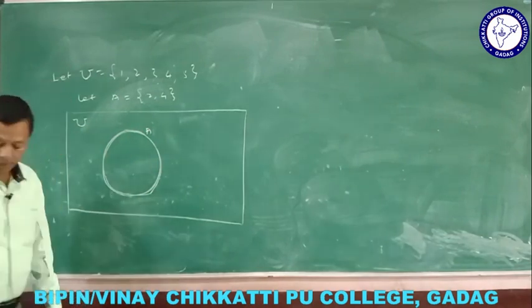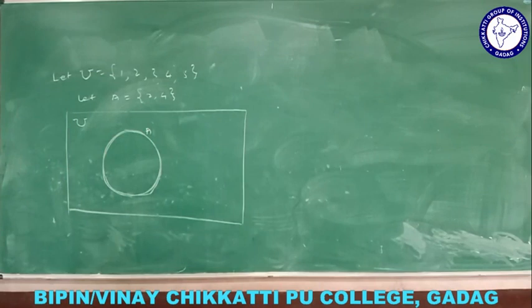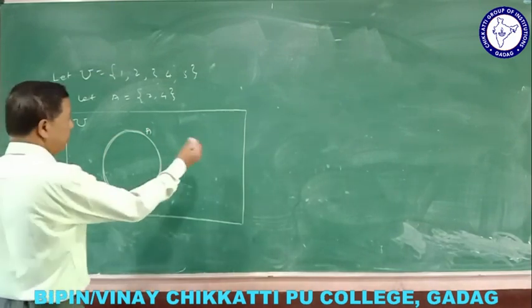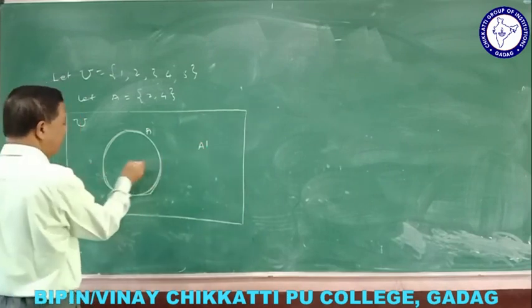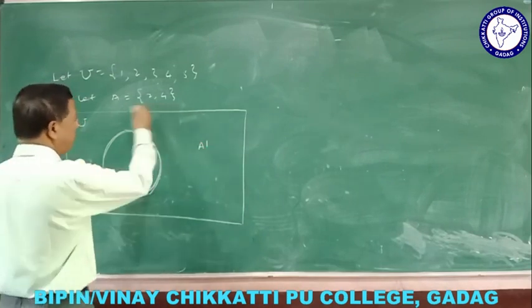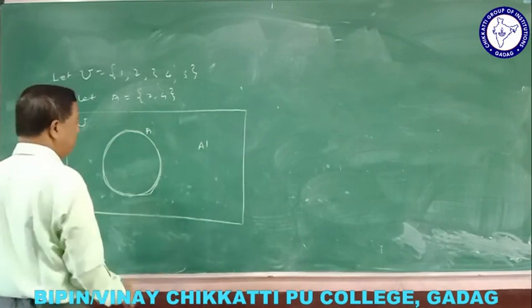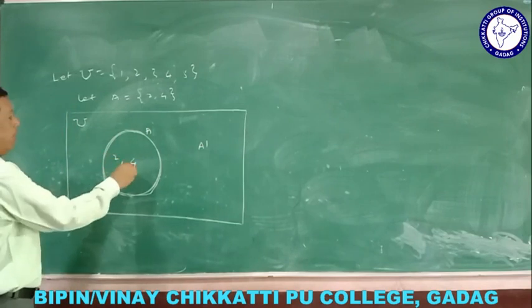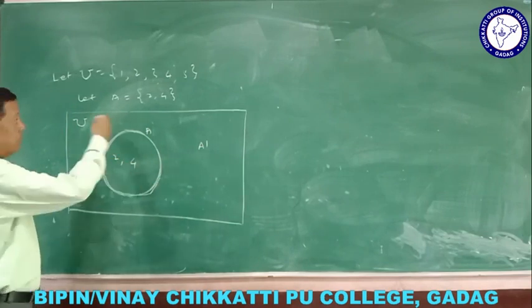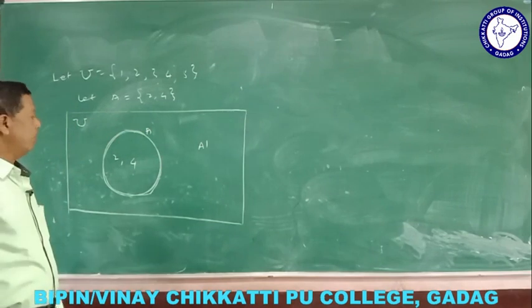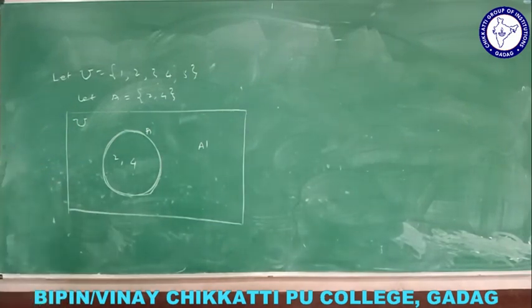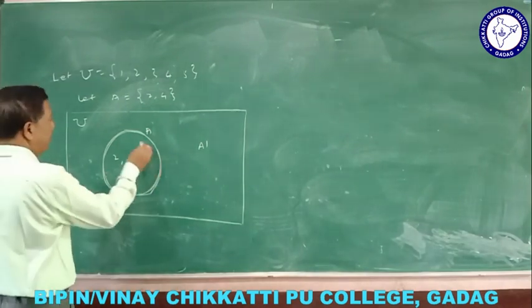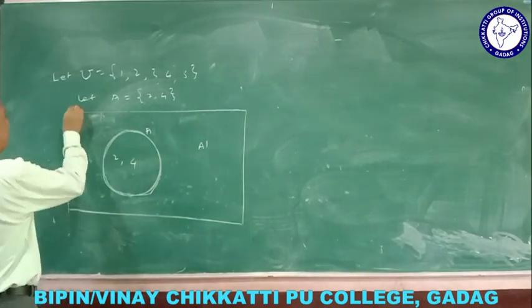So complementation is nothing but this: when you write A and A dash, if it is A, the outside is A dash, the elements which do not belong to A. That is A dash, the complement. A is {2, 4}, and A dash excludes 2 and 4, and the rest of all is considered the complement. So A is this, and A dash is what? A dash is the complement, the inverse of the set.